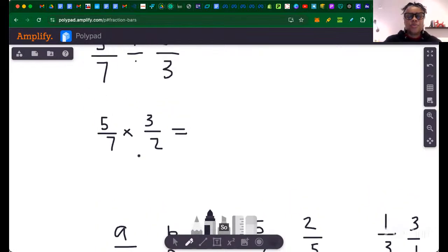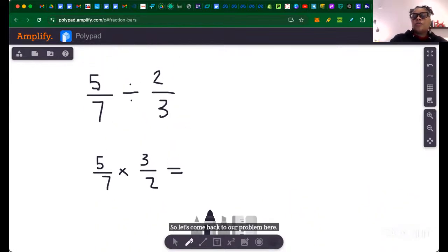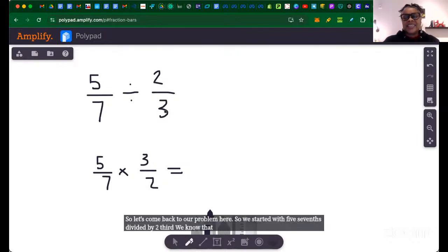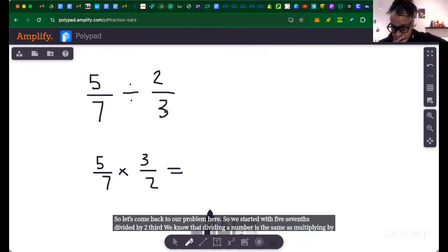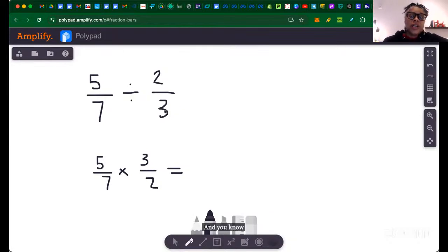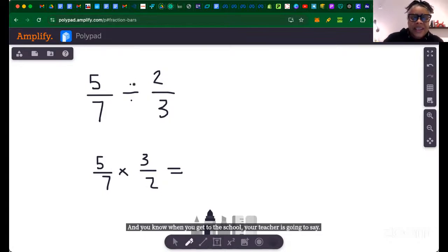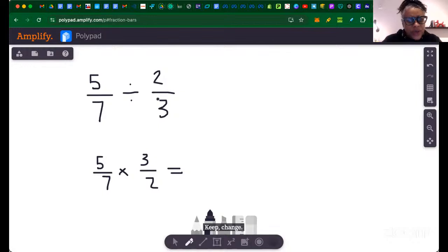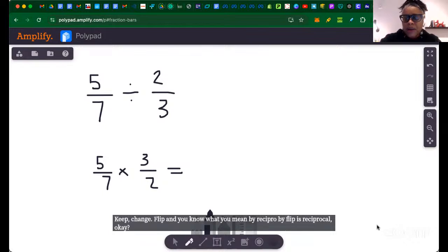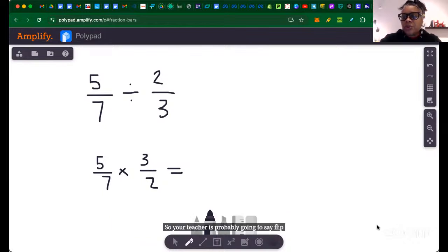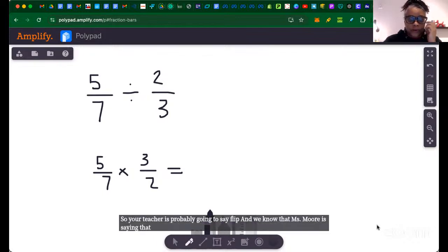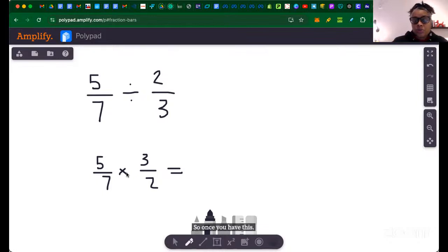Okay. So let's come back to our problem here. So we started with 5/7 divided by 2/3. We know that dividing a number is the same as multiplying by the reciprocal. And you know, when you get to school, your teacher is going to say, keep, change, flip. And you know what she means by flip is reciprocal. Okay. So your teacher's probably going to say flip. And we know that in mathematics, that's the reciprocal. So once you have this, now you can just multiply the numerators and multiply your denominators.